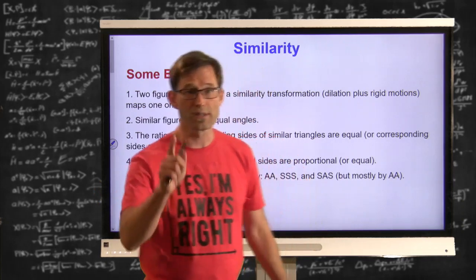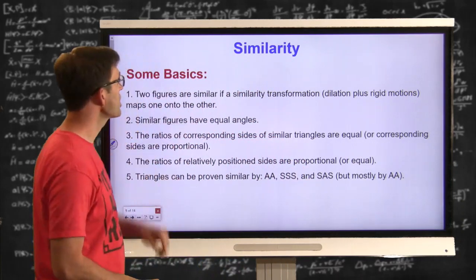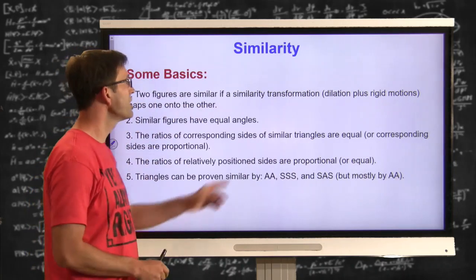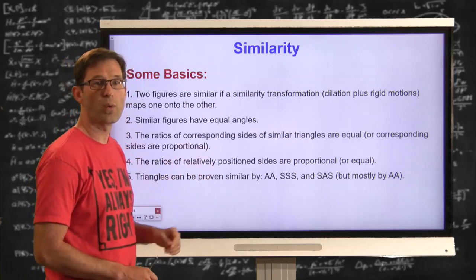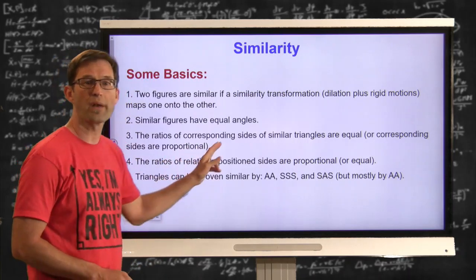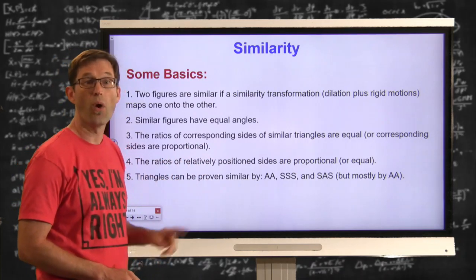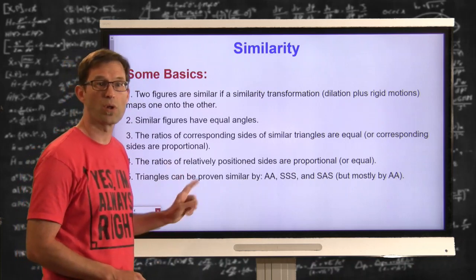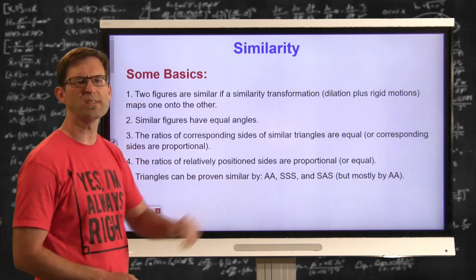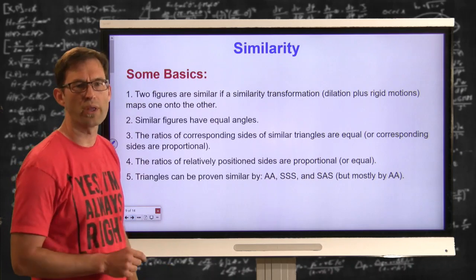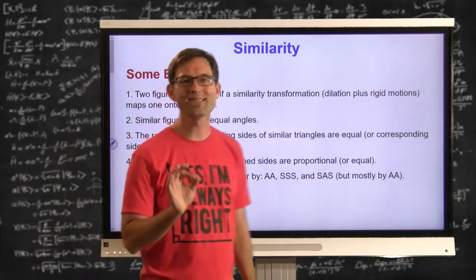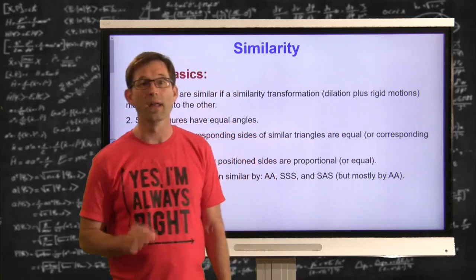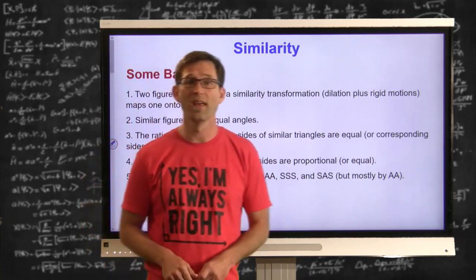Let's talk some similarity, some basics. Two figures are similar if a similarity transformation, i.e. a dilation plus a rigid motion, maps one onto the other. Similar figures have equal angles. The ratio of corresponding sides of similar triangles are equal, or corresponding sides are proportional. The ratios of relatively positioned sides are proportional or equal, and triangles can be proven similar by angle-angle, side-side-side, and side-angle-side. But almost guaranteed, it'll be angle-angle.